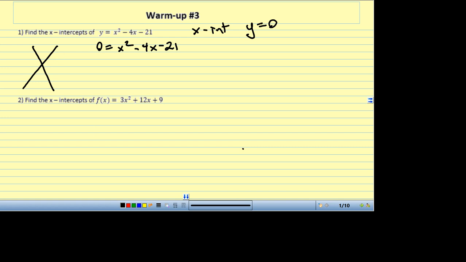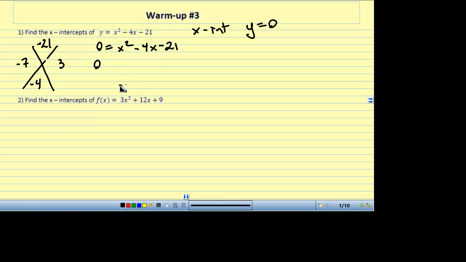I could be wrong, but so negative 21, negative 4. I need two numbers that multiply to give me negative 21 and add together to give me negative 4. Negative 7, negative 3. Positive 3, mistake, so sorry. Positive 3. So negative 7 times 3 is negative 21. Negative 7 plus 3 is negative 4.